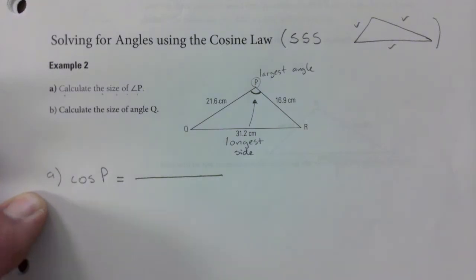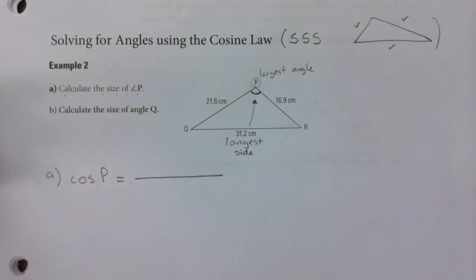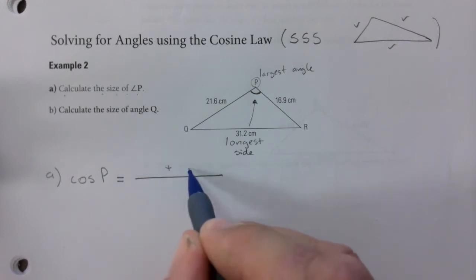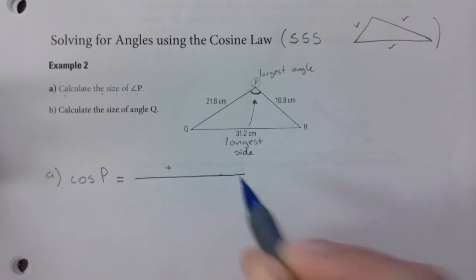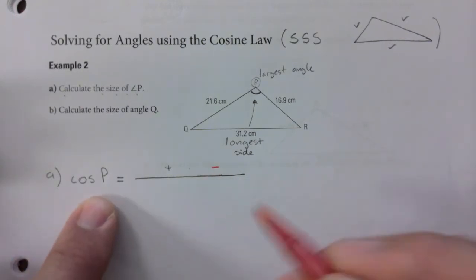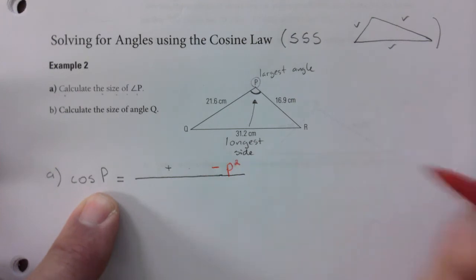I want you to make a long line like that. And before you do anything, there's going to be 3 sides here, right? There's going to be a side plus another side. But what is always at the end here? It's going to be minus P squared. That's the important thing.